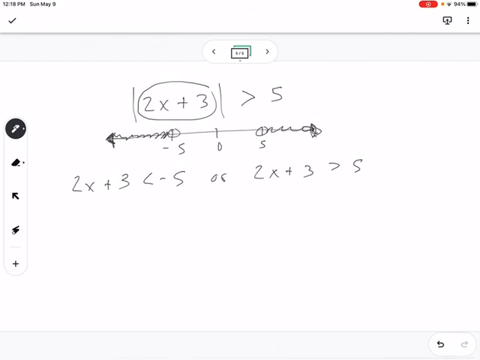And then we've gone through this solution a few times. So we either have x is less than negative 4 or x is greater than 1. There's our inequality disjunction statement, and then to graph this solution, we put our boundary points, and we have all of the numbers smaller than negative 4, and all the numbers greater than 1.